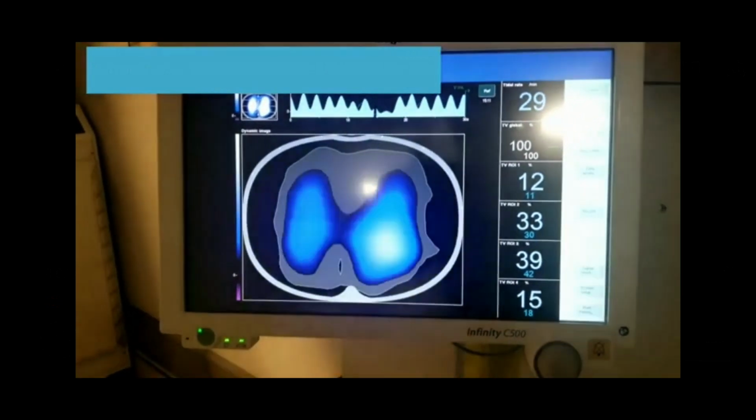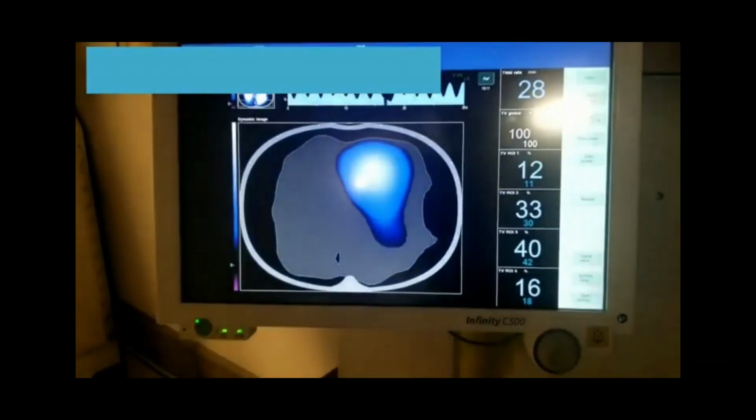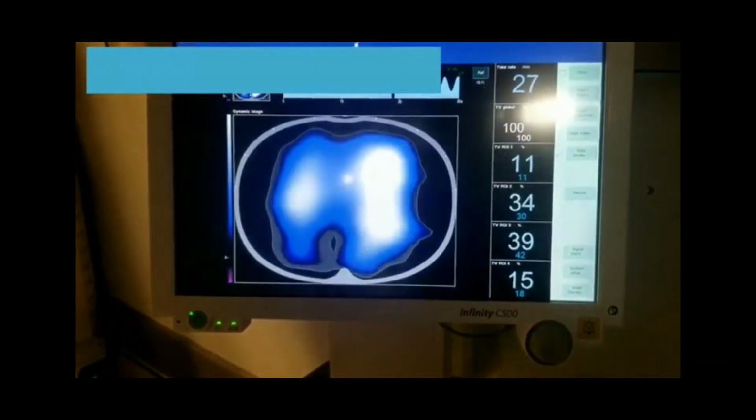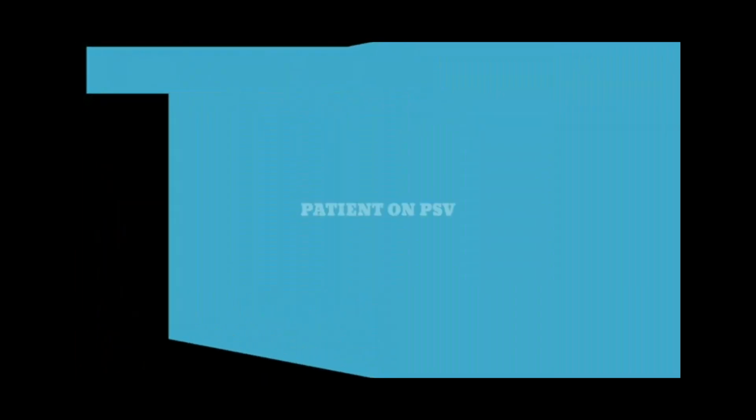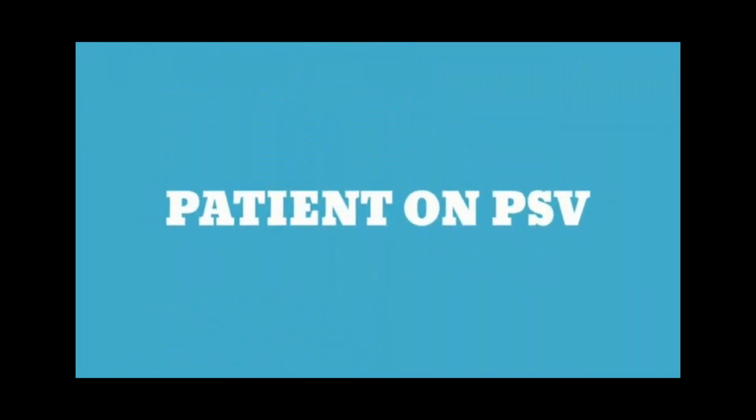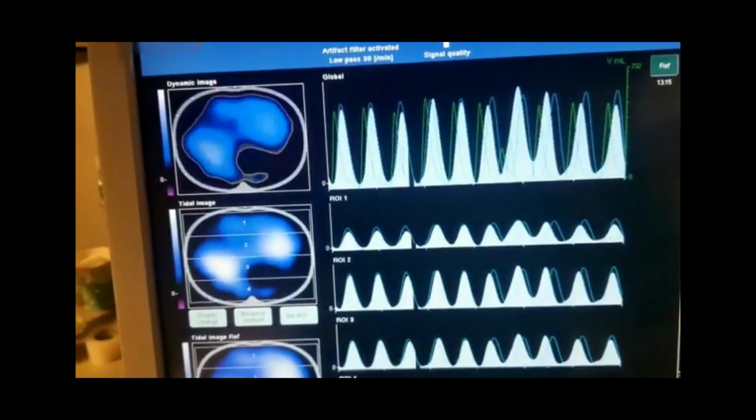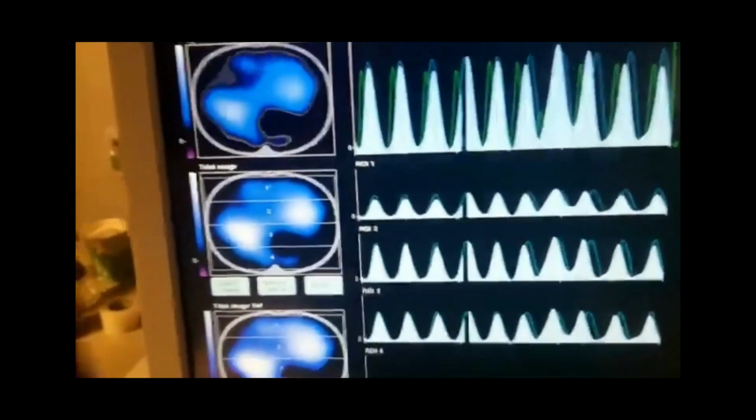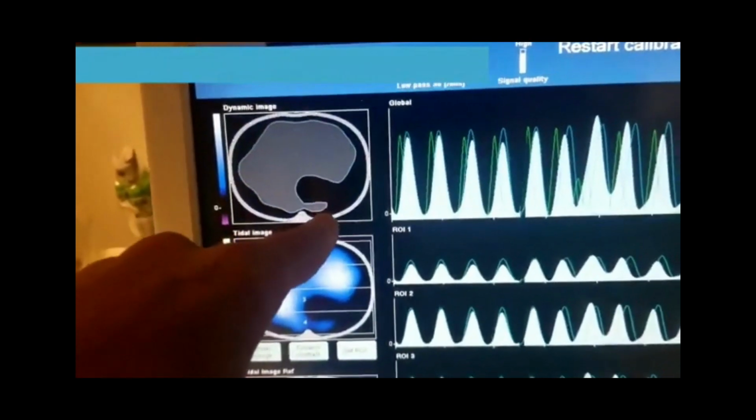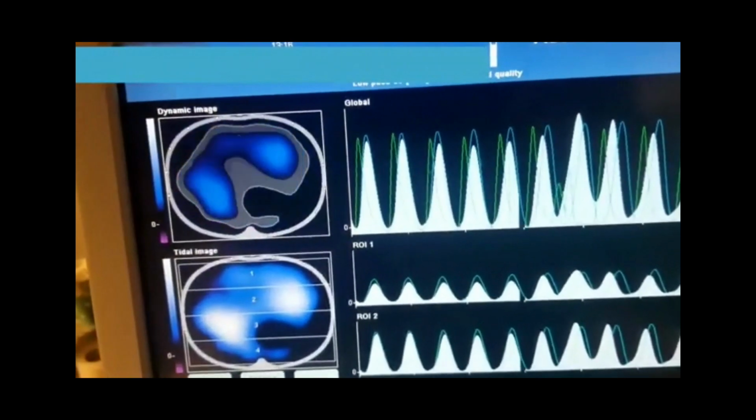So here's an example of a spontaneous breathing patient. This is the distribution of ventilation seen with the PulmoVista 500. This is a patient on pressure support ventilation. We did a PEEP study, titrating the PEEP right up to 14. As you can see here, the left dorsal region, there's no ventilation.